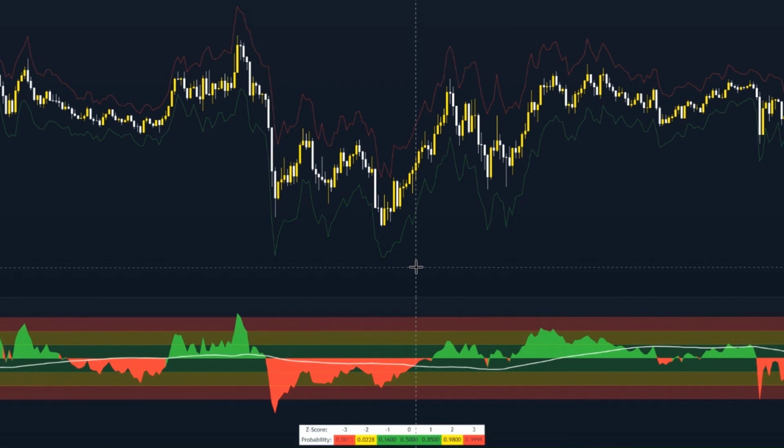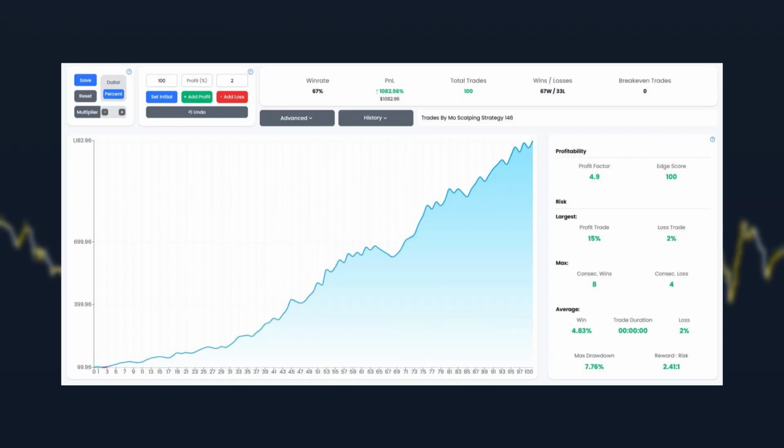Let's show you the results. Okay, so here are the results for the trading strategy. You can see we netted a 67% win rate, and overall we made a very impressive 1082% on the account over 100 trades. You can see for the strategy, we did risk 2% per trade instead of the usual 1% per trade, and this is because we had a starting balance of $100. You can also see there we had 8 consecutive wins in a row and only 4 consecutive losses in a row.